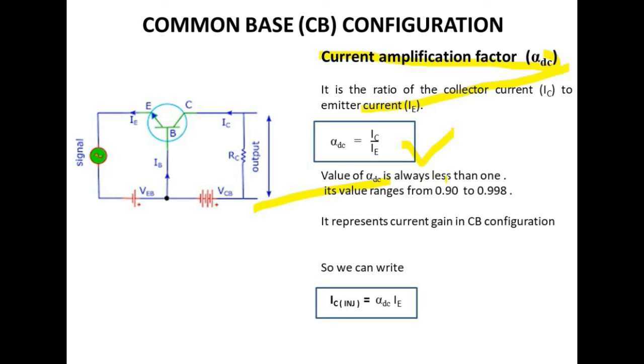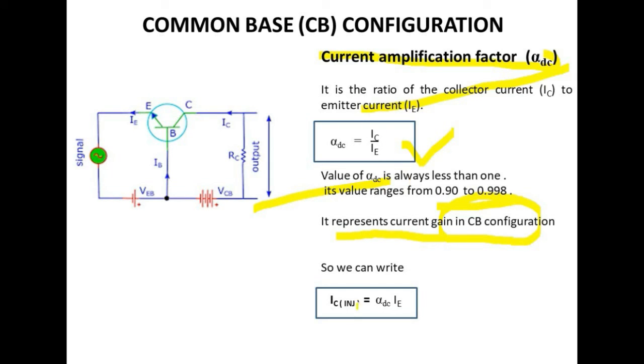The value of alpha DC is always less than 1. Its value ranges from 0.90 to 0.998, because in the characteristic we have seen IC and IE are almost equal and IE is slightly larger than IC. So obviously their ratio will approach 1. That is why alpha DC ranges from 0.90 to 0.998. So alpha DC represents the current gain in common base configuration.